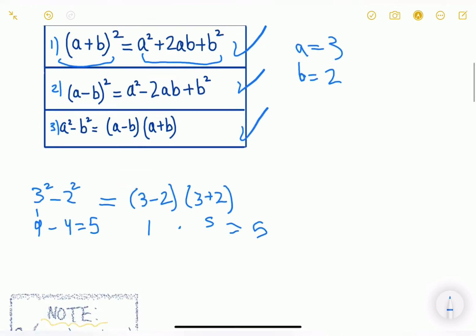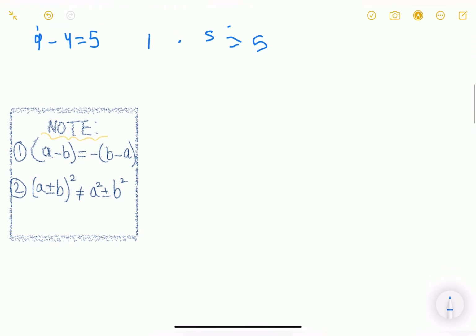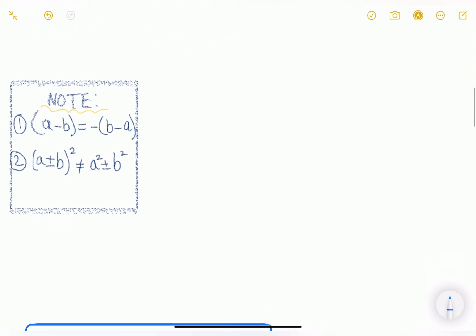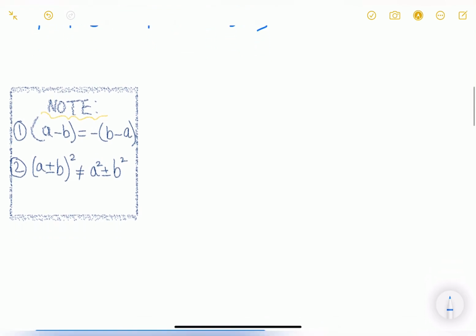Now let's move on to our next set of formulas. But before we do that, we have an important note. Let's write this down. We're explaining number 1 now. 3 minus 2, A minus B, is the same thing as negative, 2 minus 3. Let's test it out.